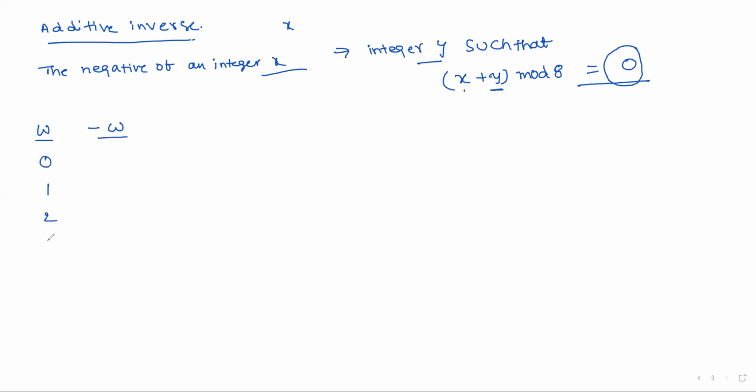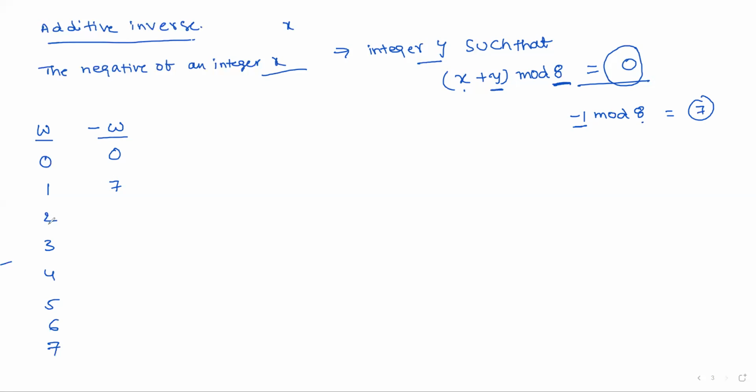0, 1, 2, 3, 4, 5, 6, 7. So for 0, the additive inverse is none. For 1, we are performing modulus with 8. We have two ways. The first one is modulus with 8. For 1, what is the representation? Minus 1 mod 8. The simple thing is to subtract: 8 minus 1, the answer is 7. Simply 7. That means 1 plus 7 is 8, and 8 mod 8 is 0.